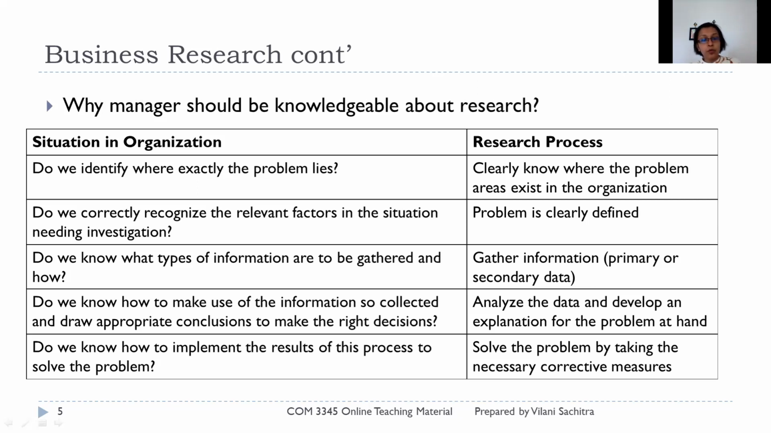Then the fourth scenario: do we know how to make use of the information so collected and draw appropriate conclusions? Now we collect all the consumer behavior details and all the market channel details, but we have a full set of details and we don't know how to analyze them. Having information doesn't mean you are going to solve the problem, but you need to analyze the collected data in a systematic way, in a scientific way. That's why research knowledge is important.